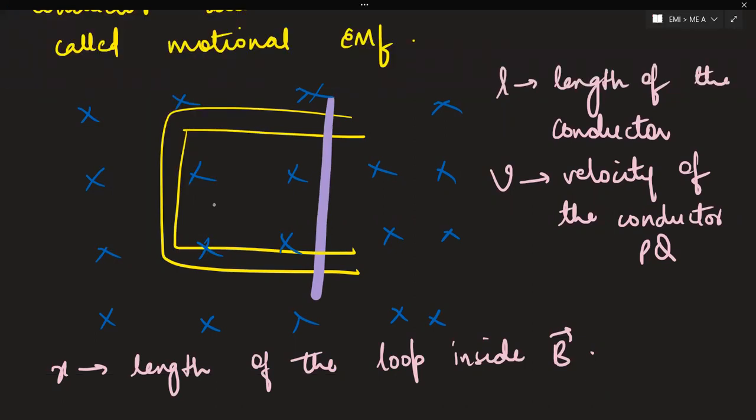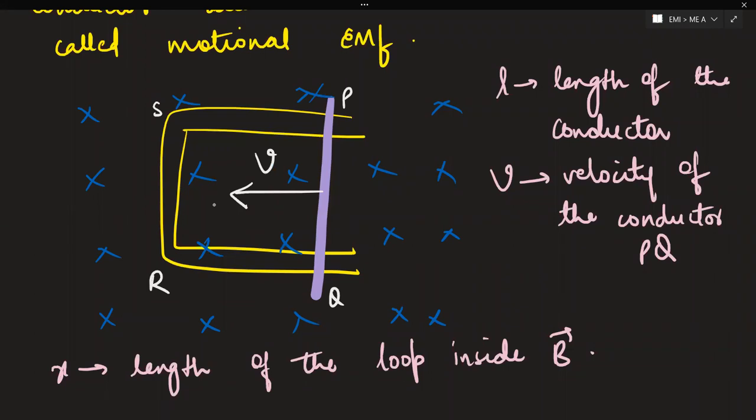So let's say this conductor is some PQ. Let's name this PQ, RS, this rectangle. But this is the conductor. Now what will happen? The conductor can slide easily on this rail. It will act like a rail, these U-shaped soft iron cores. So PQ will move, let's say with V velocity.